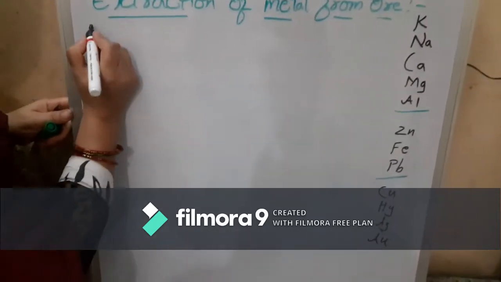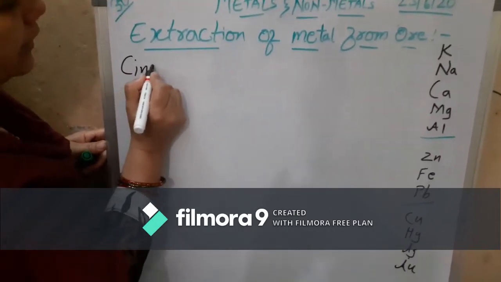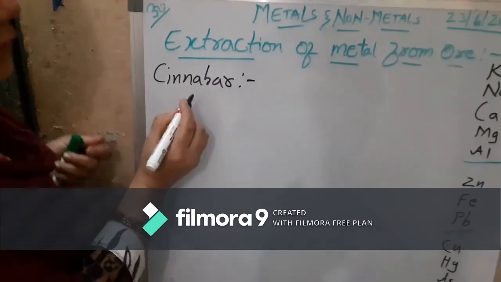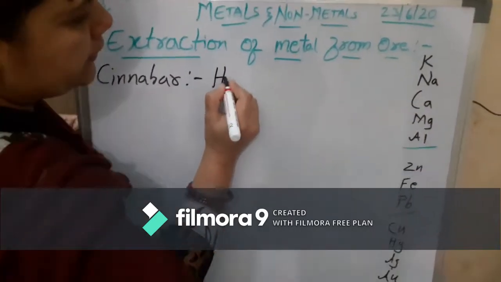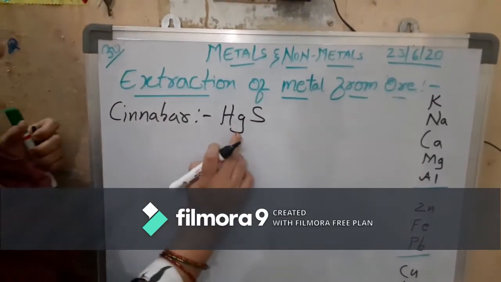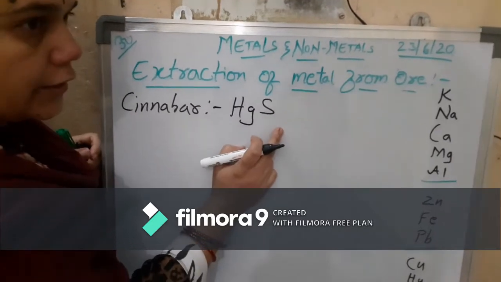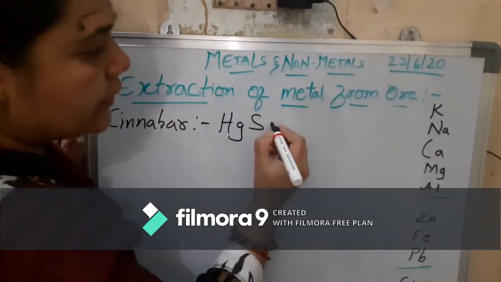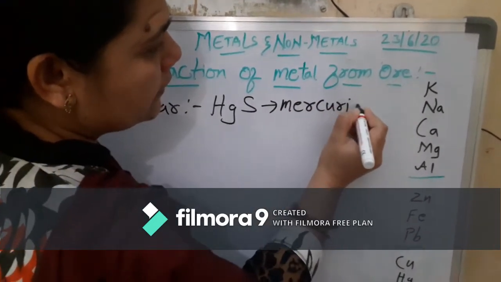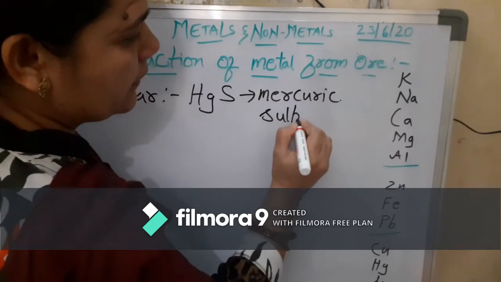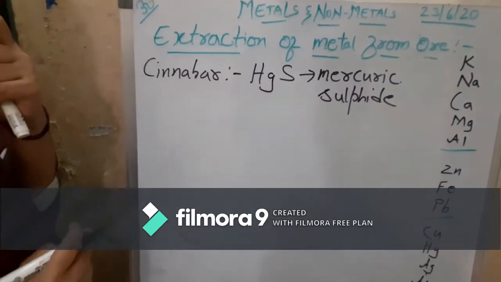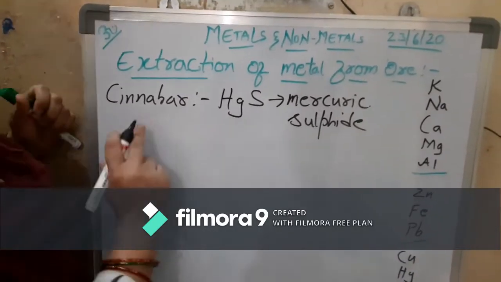Mercury is commonly found as an ore by the name cinnabar. What is the name of this mercury ore? This is known as cinnabar. Now let me write the formula. I hope you can guess the chemical name. What is the chemical formula? HgS. Chemically we call this compound mercuric sulfide. What is this called? Mercuric sulfide. But the ore is termed cinnabar. This is the most commonly found ore in nature.